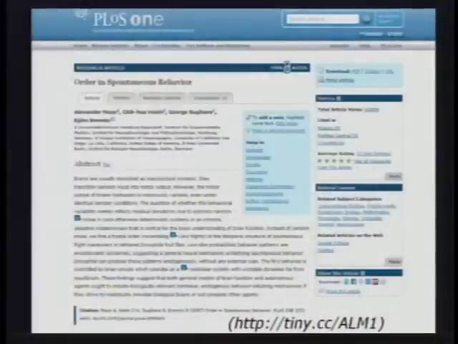Okay, so if there's anyone following along on their laptop, the URL to go to is tiny.cc/ALM1. And they always tell you never to work with children, animals, or the live web, but I'm going to give it a try, because I think it's actually more impressive to see it in action.